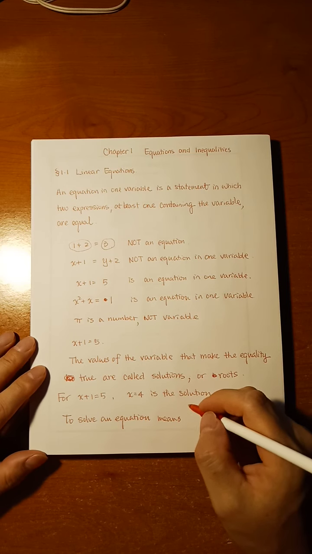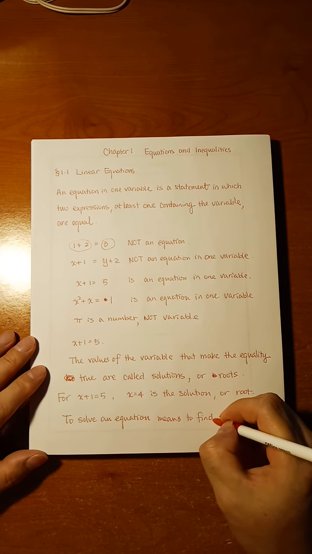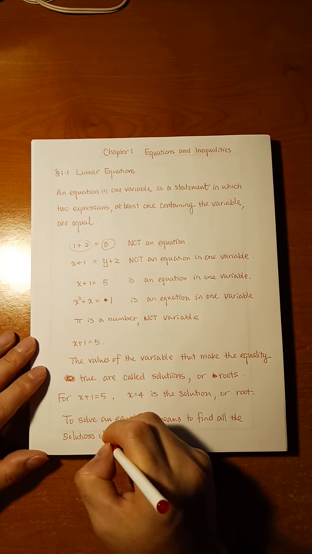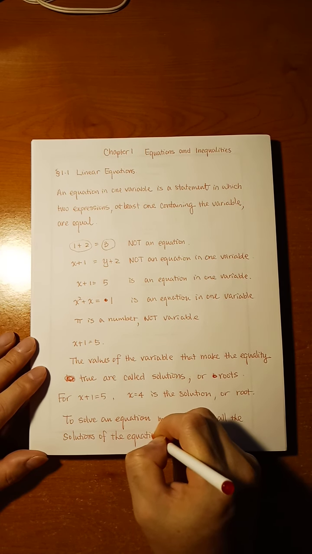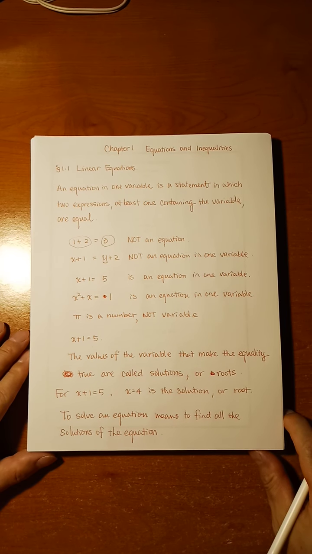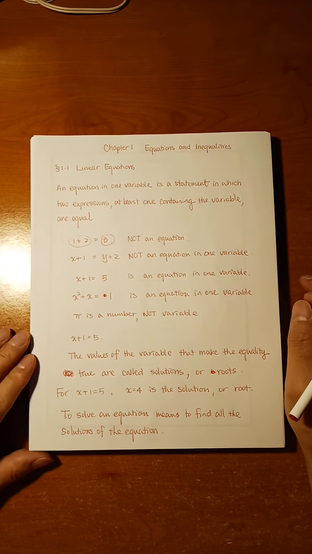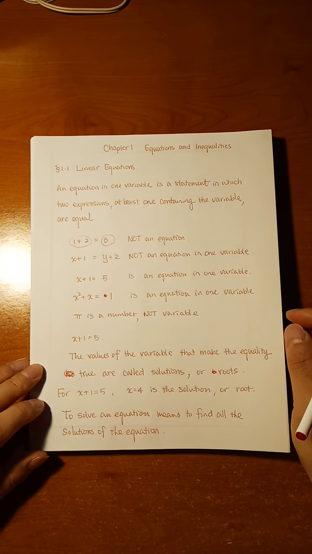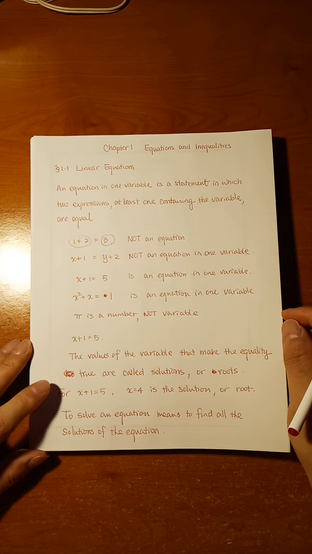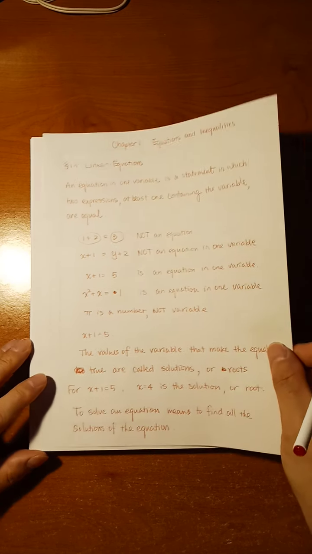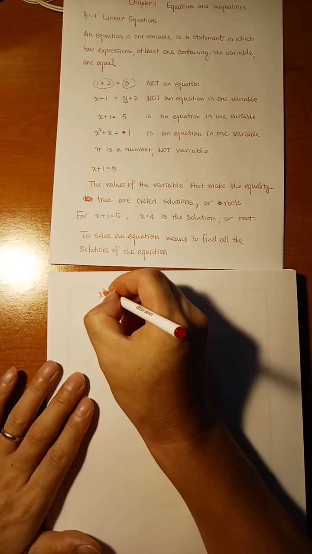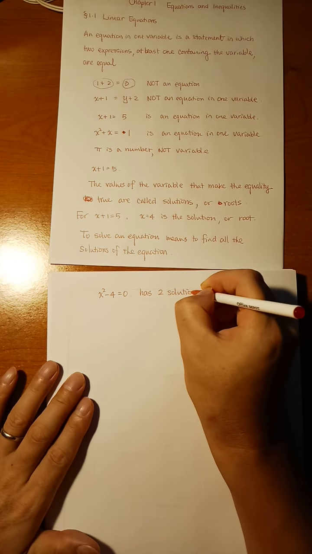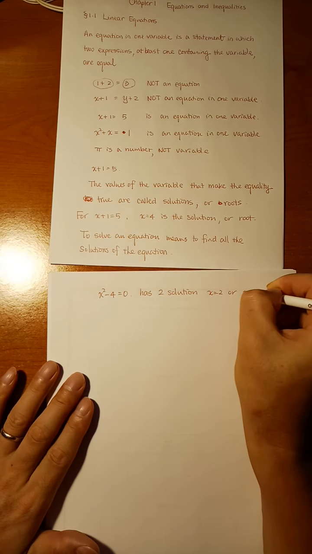To solve an equation just means to find all the possible solutions. This one has one solution, so 4 is a solution, so we completely solve this equation. But sometimes an equation may have more than one solution. For example, if we have x squared minus 4 equal to 0, it has two solutions, x equal to 2 or x equal to negative 2, right?